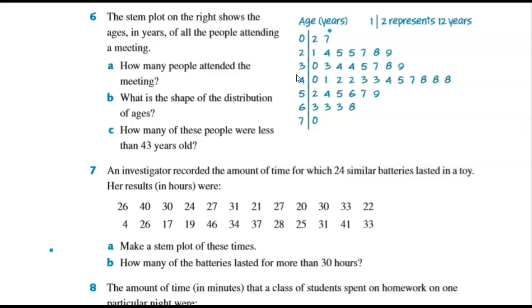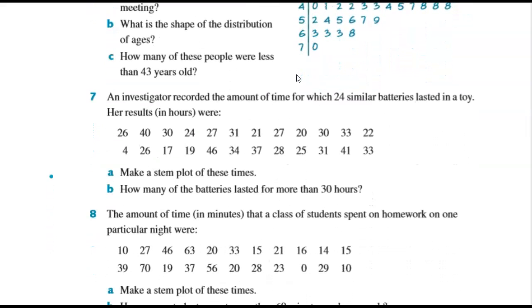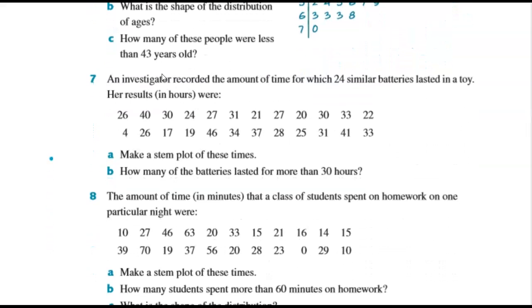Sometimes you have to work out the median, so remember that's your middle number, or sometimes the interquartile range. But for this case, we don't have to do all that. We just did the shape and the number of people less than 43. Okay, I'm going to stop there so we don't go too long, but please, any problems, just let me know.